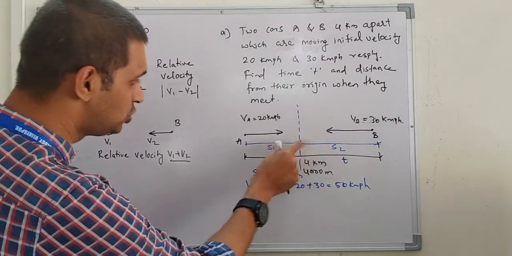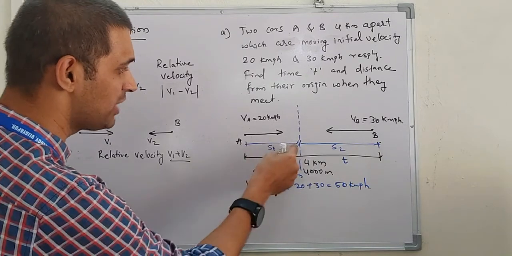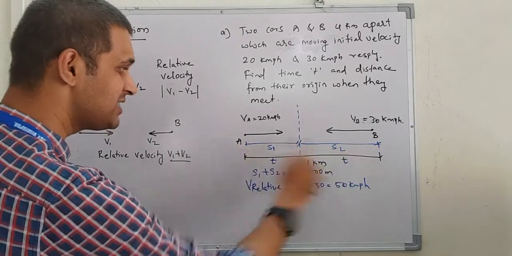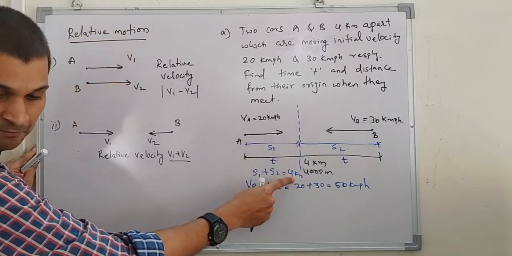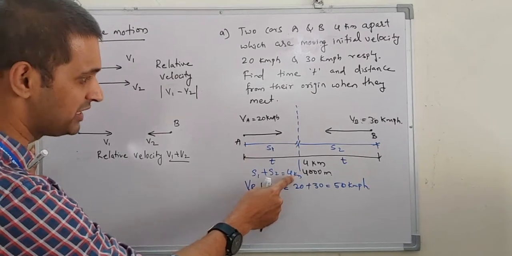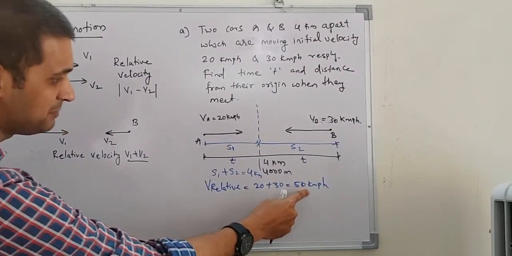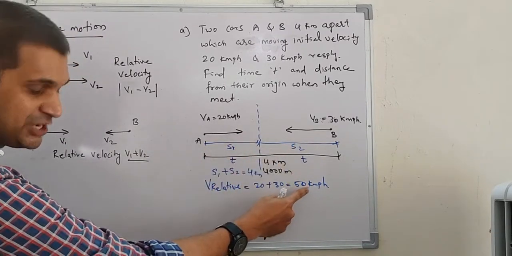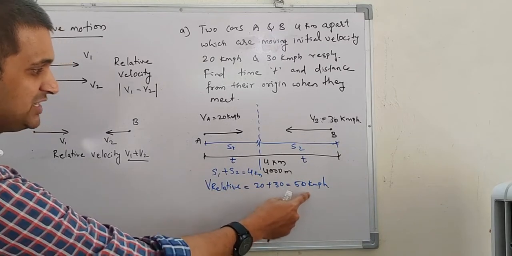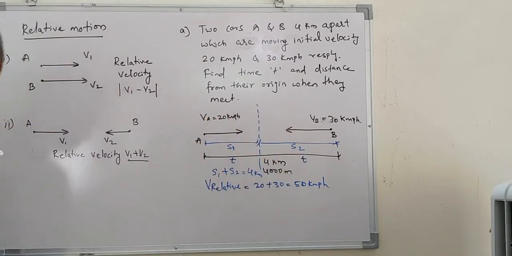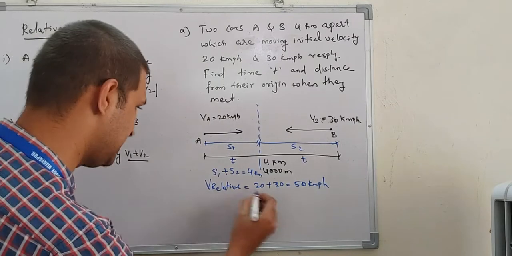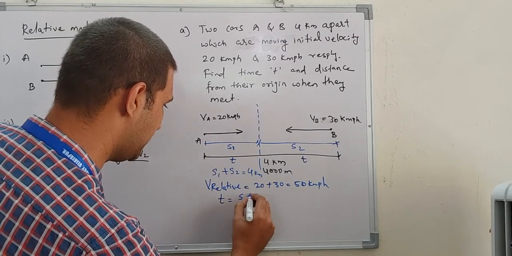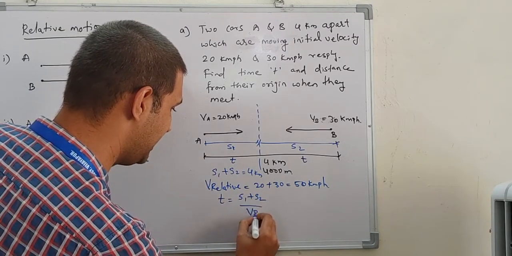So when they meet, both together would have traveled how much distance? This one would have traveled some distance S1, this one some distance S2. Together they would have traveled a distance of 4 kilometer with this much velocity. Now we know the distance traveled together and we know the relative velocity. The distance divided by velocity gives the time taken, so the time taken should be S1 plus S2 divided by the relative velocity.